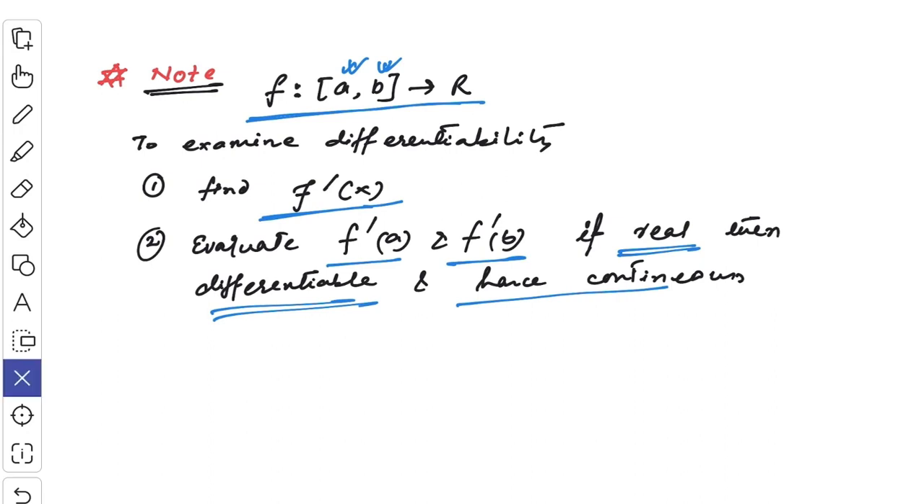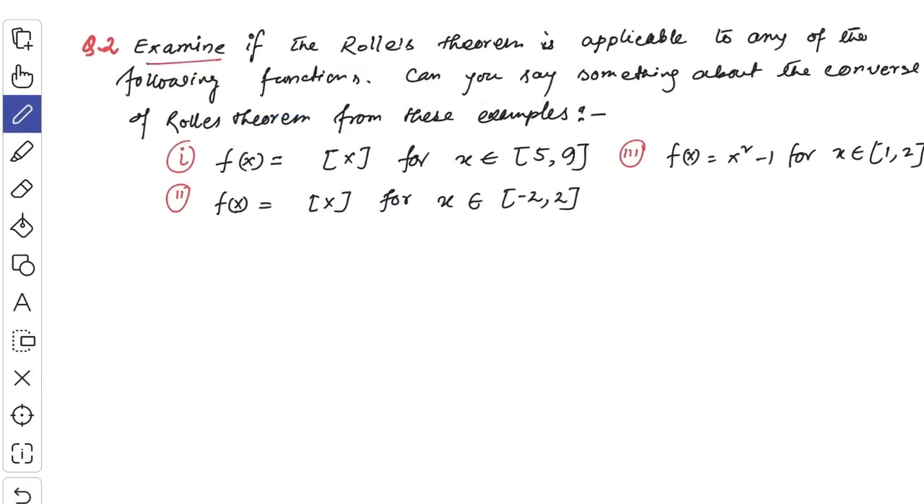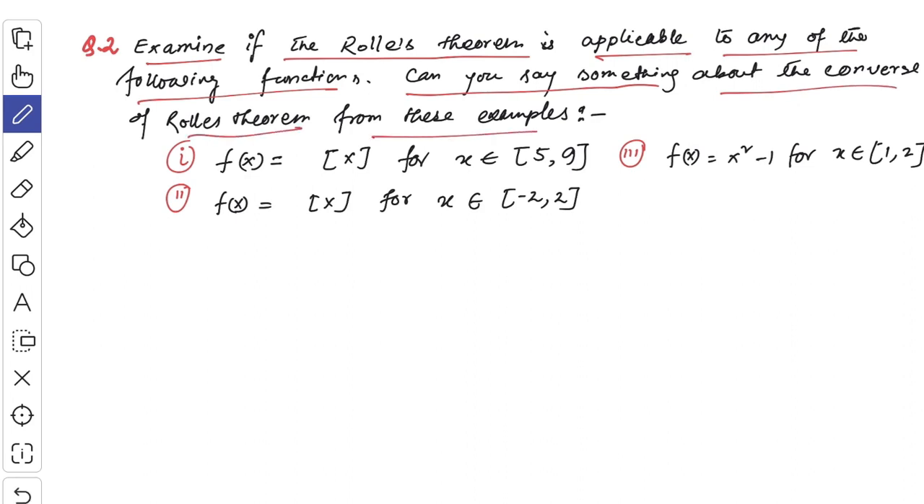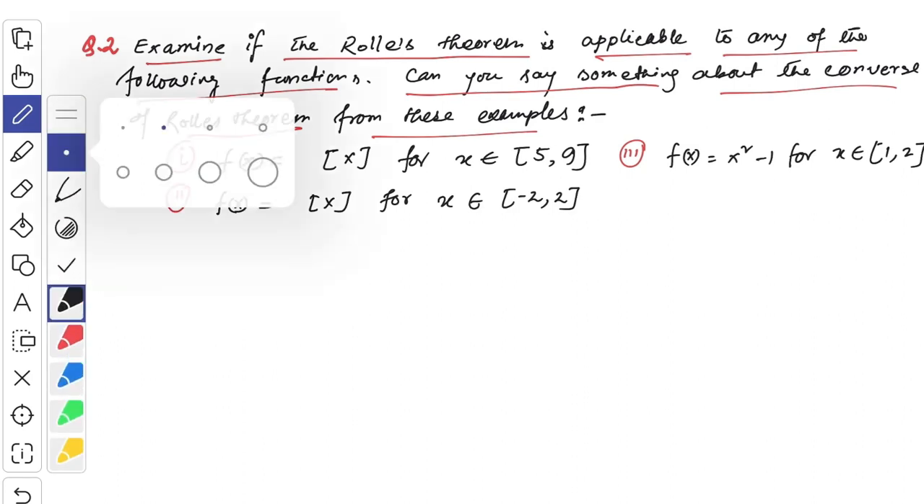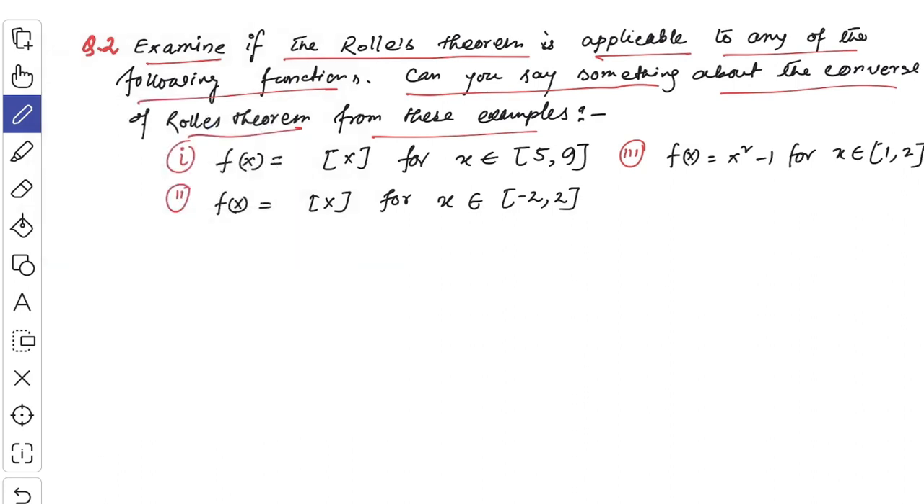Question number 2. Our next question: examine if Rolle's theorem is applicable to any of the following functions. There are 3 functions here, so we have to examine whether Rolle's theorem is applicable or not. And here it also asks, can you say something about the converse of Rolle's theorem from these examples? First, let me check whether Rolle's theorem is applicable or not.